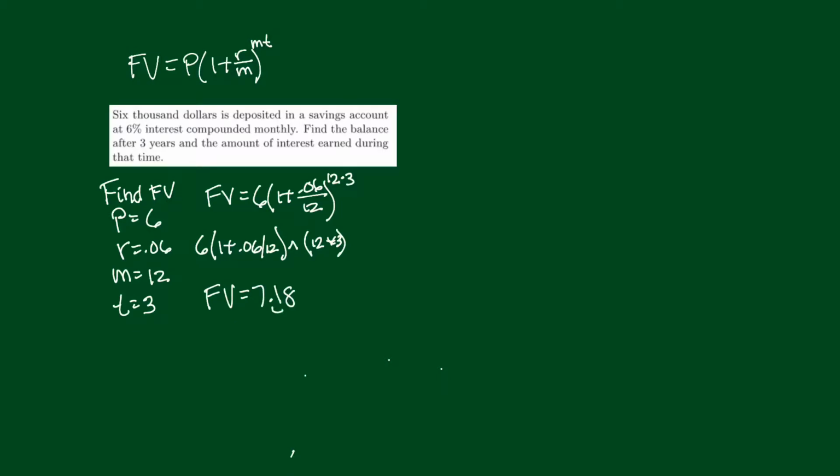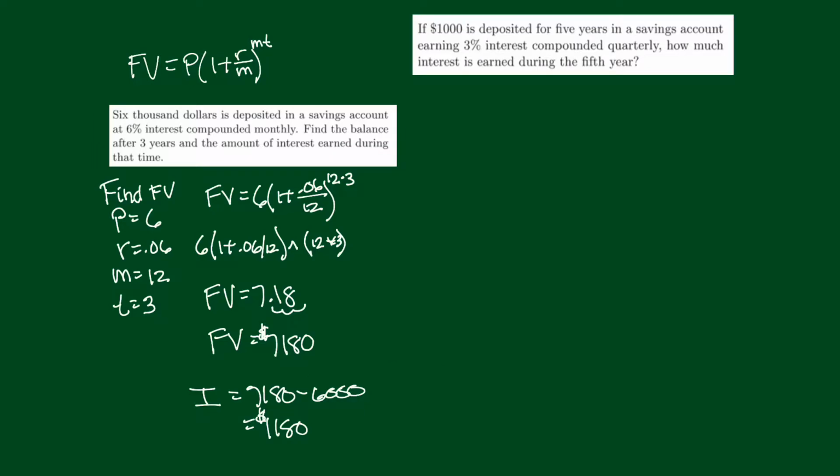Now this is in thousands, so I'm going to move this over 3. So the future value of that 6,000 turns out to be 7,180. So we put in $6,000, and in 3 years, we're now at $7,180. There's the future value. And then what about the interest? Well, the interest is going to be the 7,180 minus the 6,000. So how much did we make in interest? Well, we made $1,180 in interest.